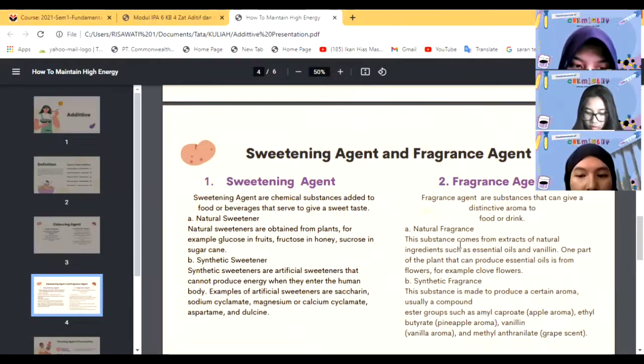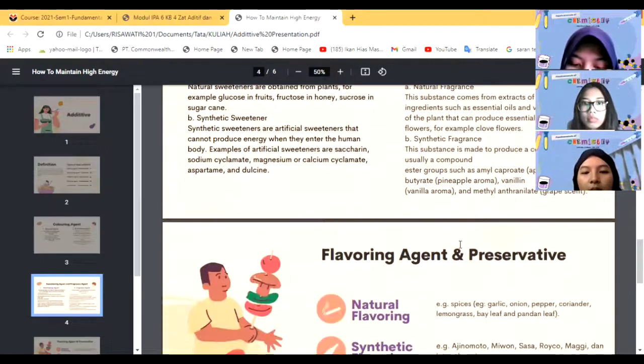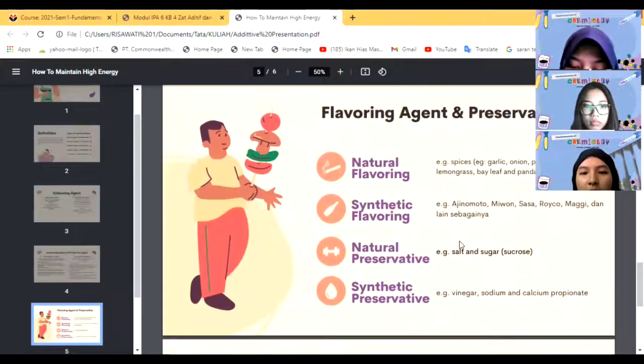And the second is synthetic fragrance. This substance is made to produce a certain aroma, usually a compound of the ester group such as amyl caproate for apple aroma, ethyl butyrate for pineapple aroma, vanillin for vanilla aroma, and methyl anthranilate for grape scents.